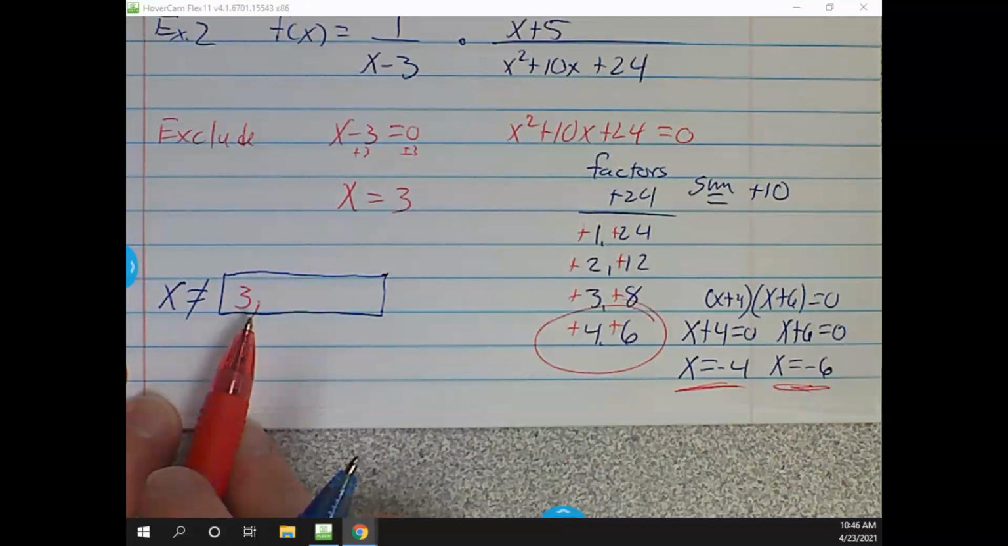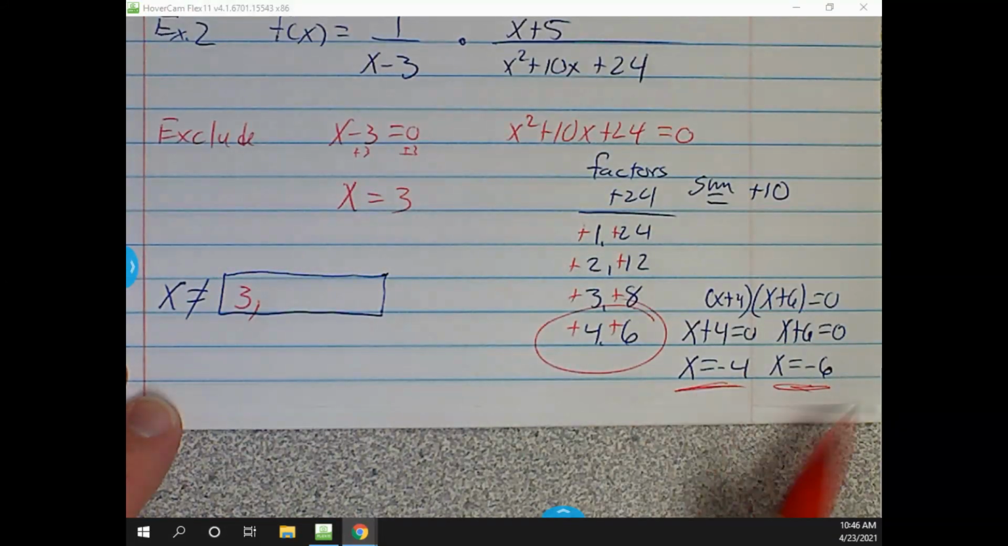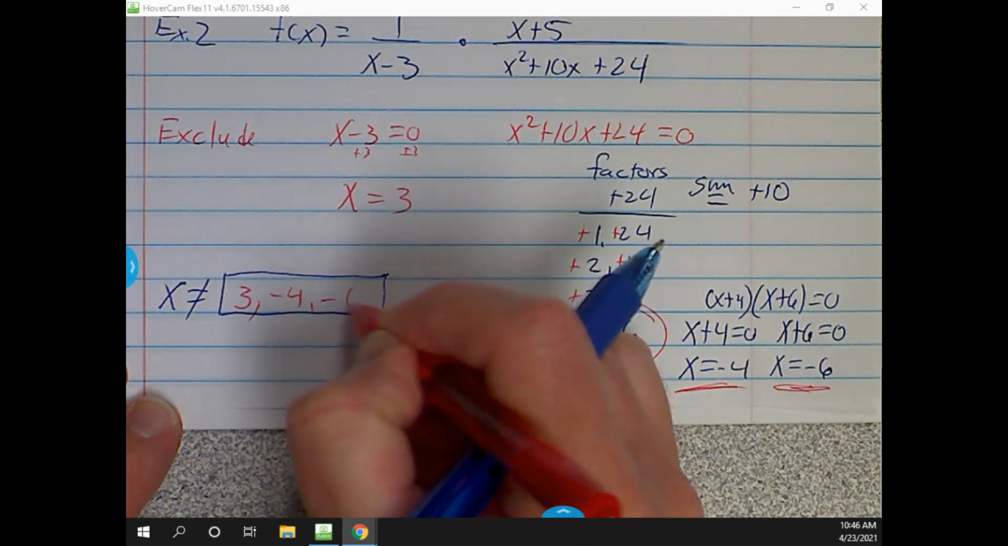Okay, and then over here in our box where we've got this one restriction that's here, we'll just go back and just keep adding those in. So we got those 3 numbers.